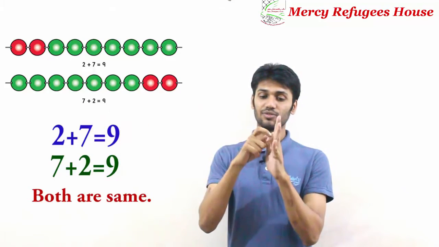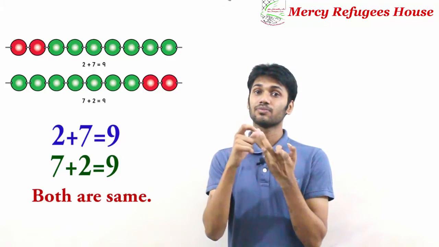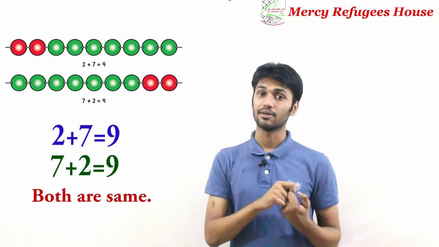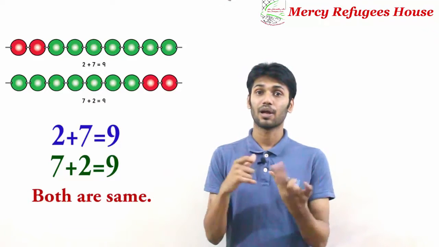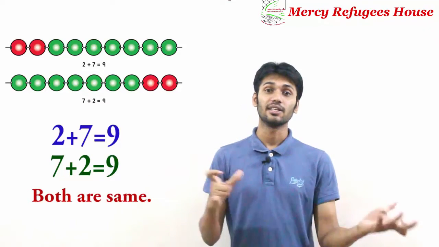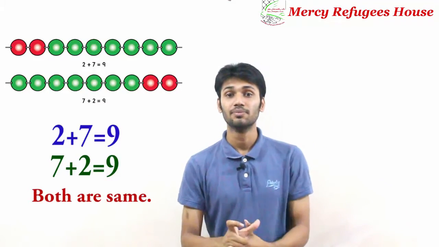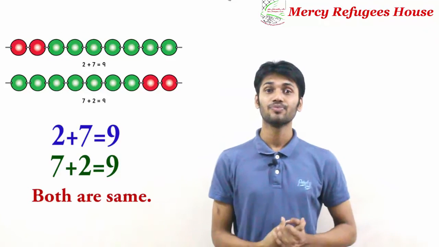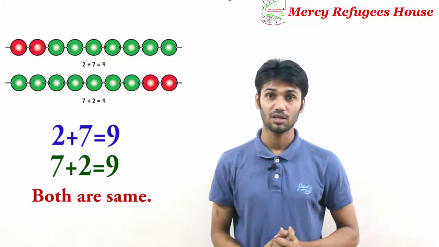1, 2, 3, 4, 5, 6, 7 plus 2 equals 9. Similarly, 2 plus 7 equals 9. It's all the same thing. You can explain it to the student in your native tongue. Go to the next page.